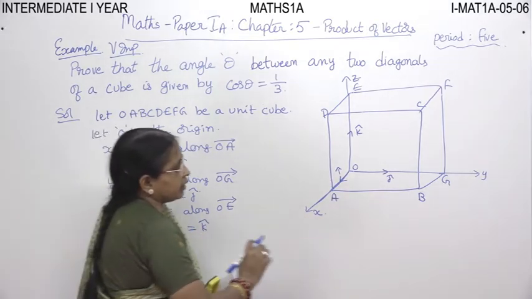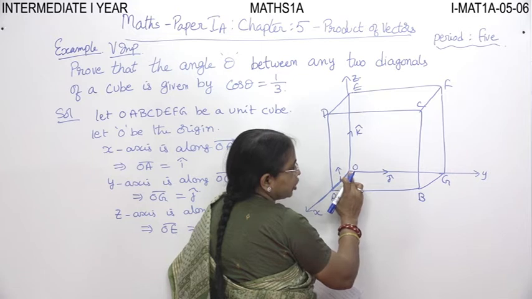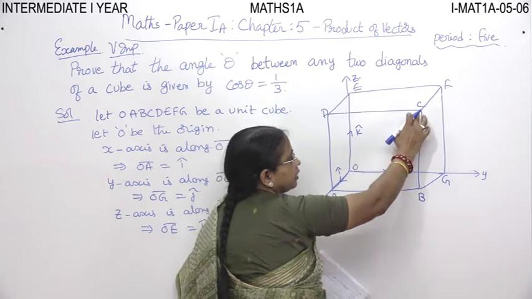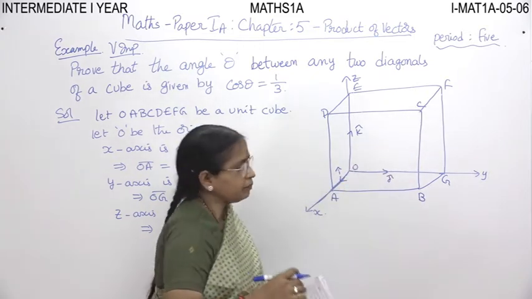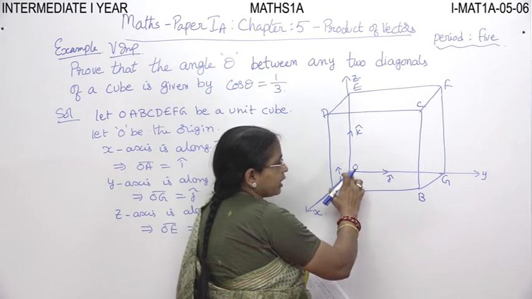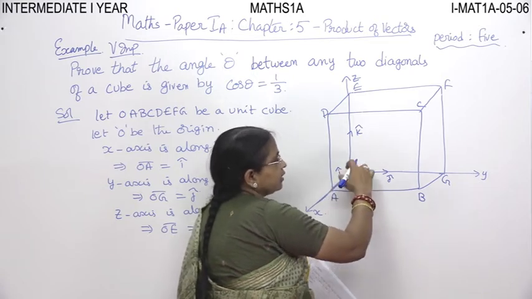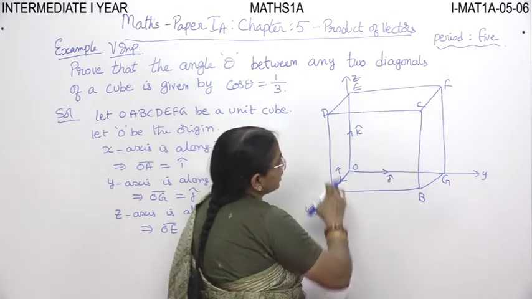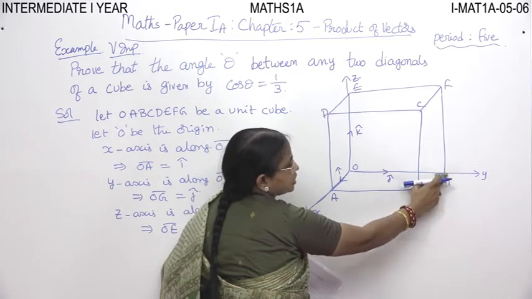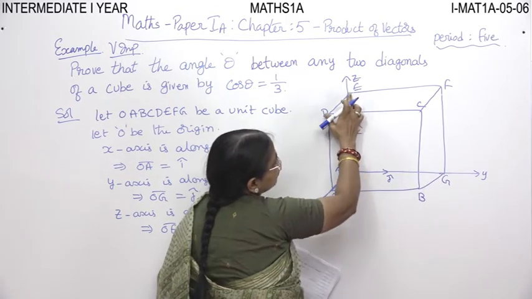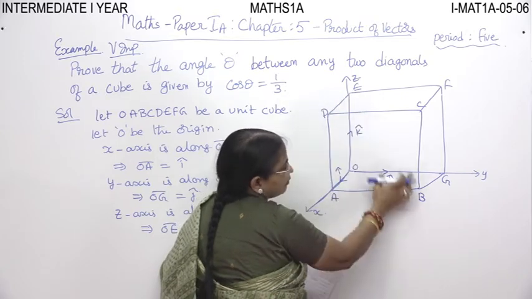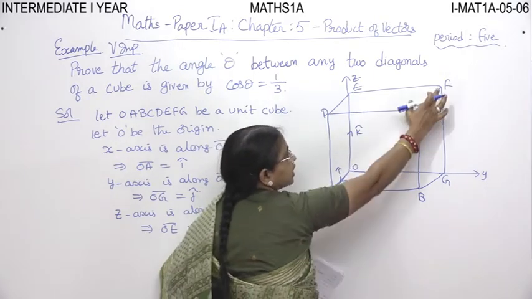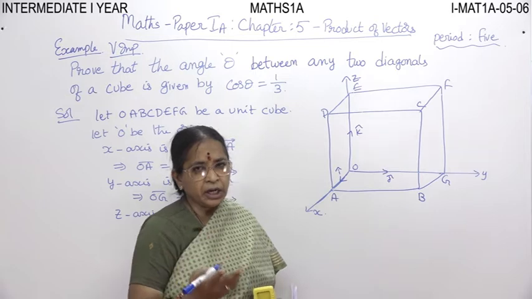Now we'll take the diagonal. The diagonal of the cube is when you join one vertex of the base and the opposite vertex on the top side. Those two will be the diagonal. So when you take this point as one vertex, then the other vertex opposite to it will be C. So OC will be one diagonal. Similarly, if you take D, then DG will be another diagonal. And then if you take E, then EB will be another diagonal. And the fourth diagonal is AF. So you take any two diagonals.